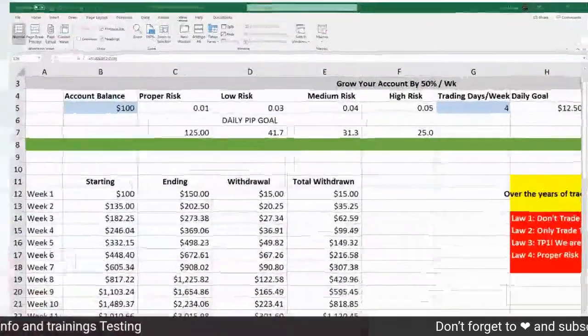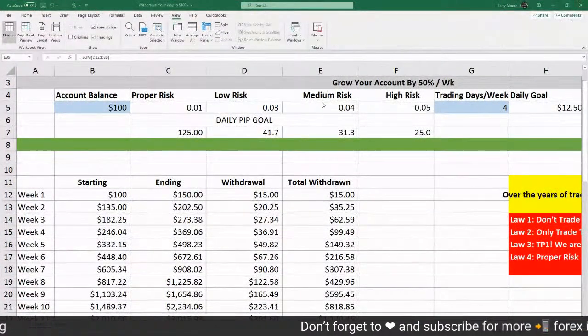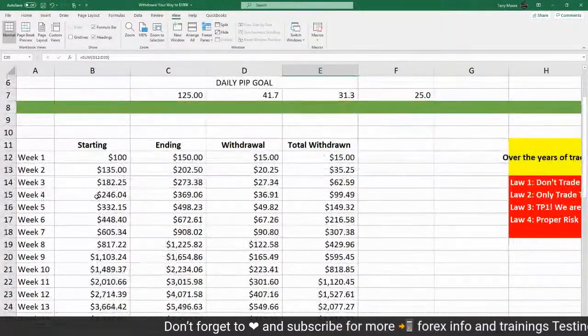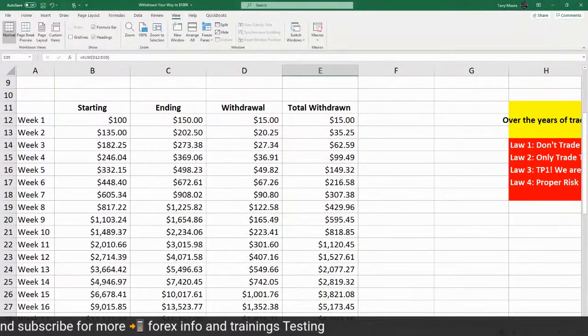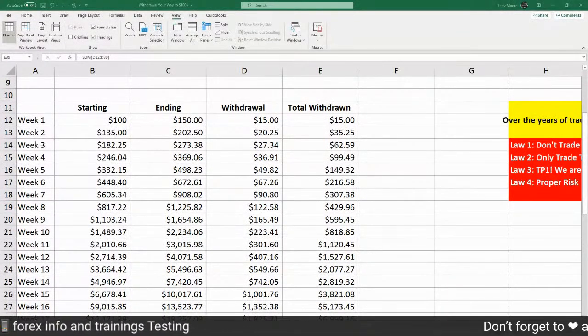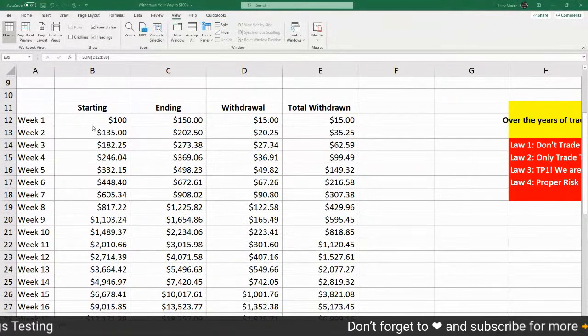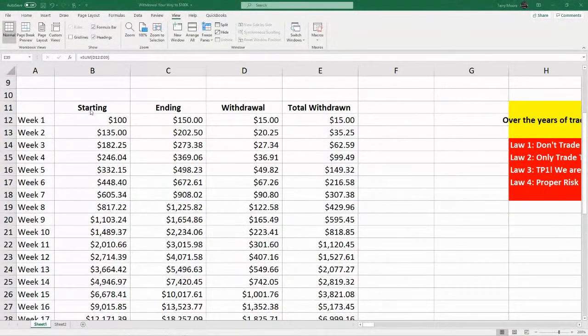So we're going to just do the first week, the third week, the 9th week. I think that's what we're going to do here, right? We're just going to go through a couple of months. So we get started with $100. The goal is to grow your account by 50% per week and then withdraw 10% of your total balance.